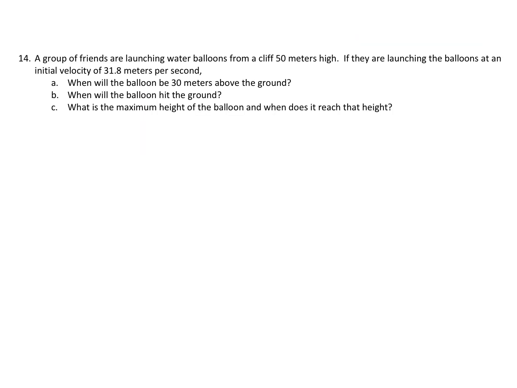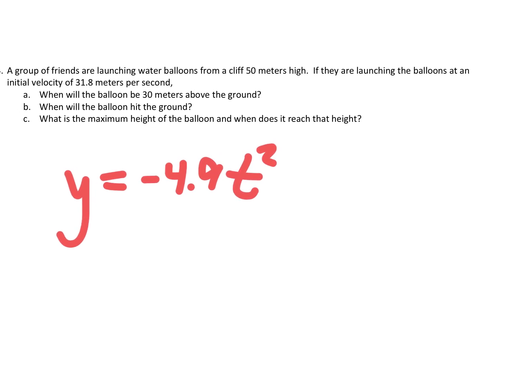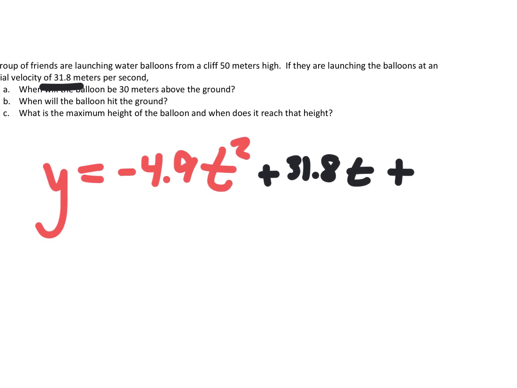This is just the same thing as the last problem. It's just they don't give you the equation, but I told you that part. It always starts with y equals negative 4.9 t squared, and then you always put the velocity, which they tell you, right there. And then you always put the starting height, which they tell you, right there. So then you've got your formula and you're off and running.